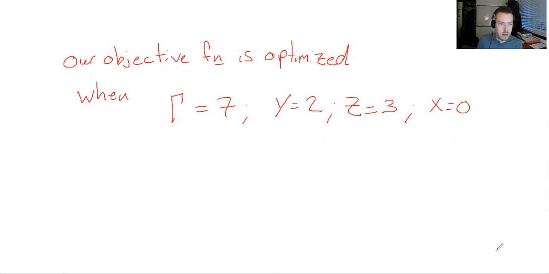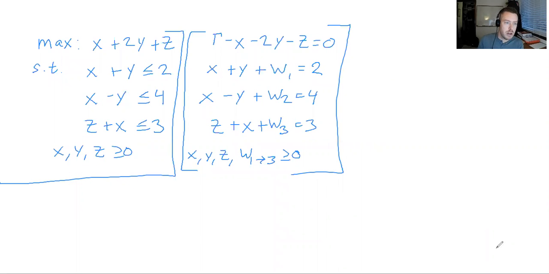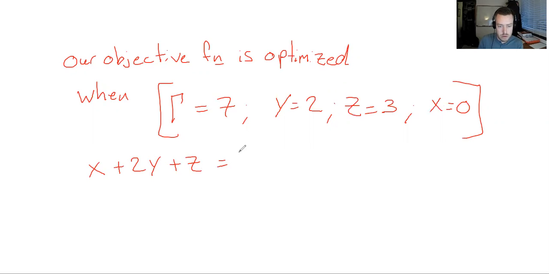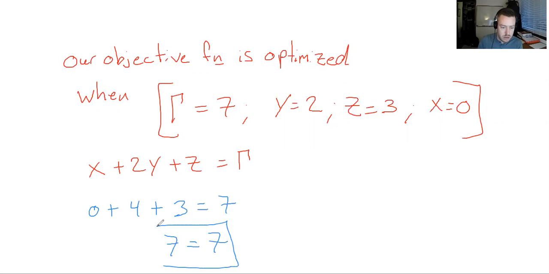Right, and so let's look back at our original. So remember our original objective function, the one that we're trying to maximize, is x plus 2y plus z. Right, so let's go. This should be correct. Should be x plus 2y plus z should be equal to gamma, right? So what we have here is 0 plus 4 plus z, which is equal to 3, should be equal to 7. 4 plus 3 is 7. 7 equals 7. Checks out.